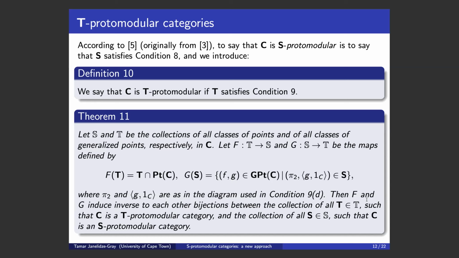If we take the collection of all classes of points in C, and the collection of all generalized points in C, and we denote them by bold S and bold T, then it turns out that we have a bijection between the two. So we've got maps F from T to S, and G from S to T. And this bijection is described as follows.